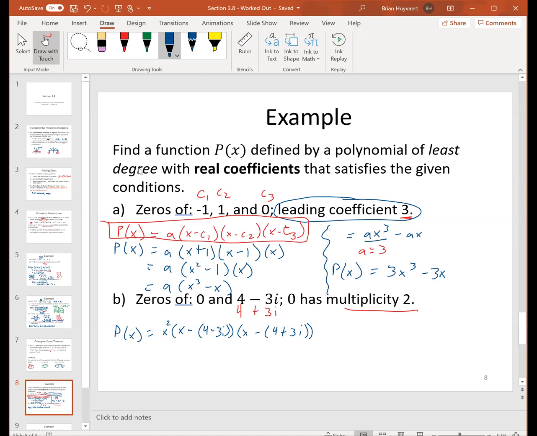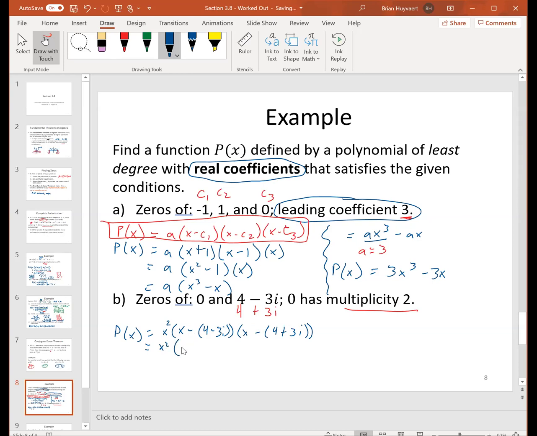Being a polynomial of least degree, okay, we didn't put in extra squares or cubes, only the one that it told us to with this multiplicity, with real coefficients, that bolded part, right? Right now, I see that I've got 3i and negative 3i in here. That's not going to cut it. So let's work through this, right? So I would say leave the x squared out front.